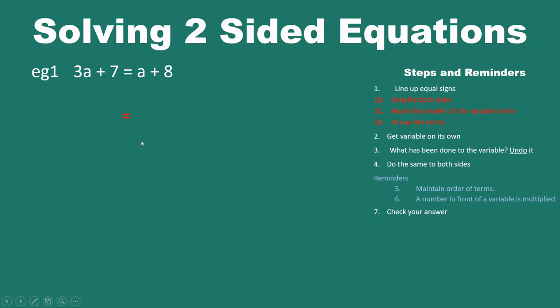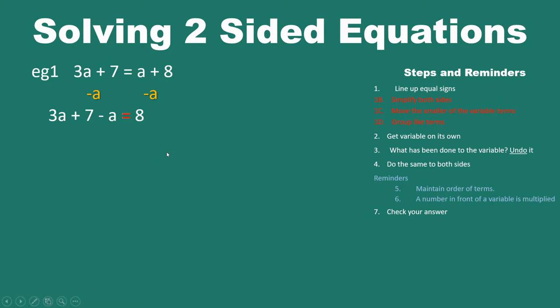How am I going to do that? Well, think about how we undo an operation. A is being added to the 8 here. So I want to get rid of that A. I'm going to subtract the A from both sides. That will get rid of the A on this side. And to keep the equation balanced, I'm subtracting A from the other side as well. So on the left side, I'll have 3A plus 7 minus A. And on the right side, I'm left with just the 8.